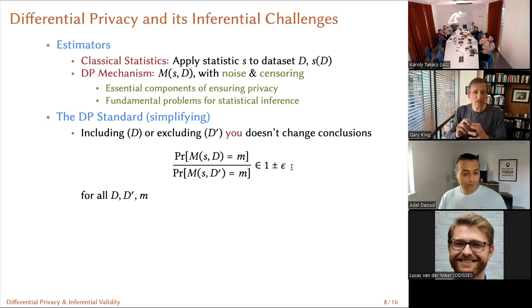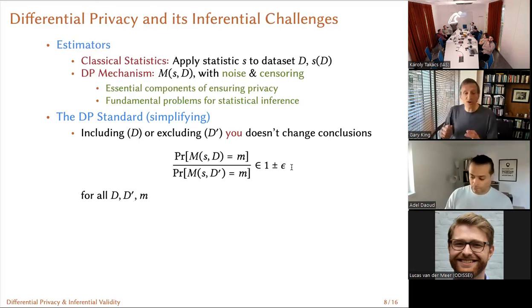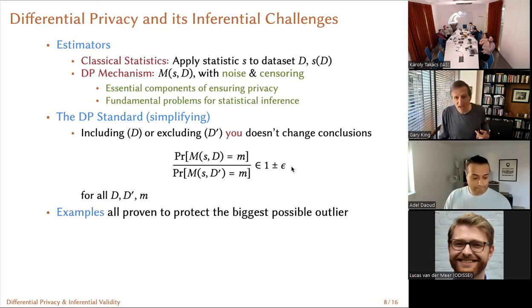In words, it means if you're in the data set or you're not in the data set, I'm going to get basically the same answer. And if that's true, then I think you would feel safe giving me answers to your survey questions. The ways that you develop your estimators are all designed to protect the biggest possible outlier.